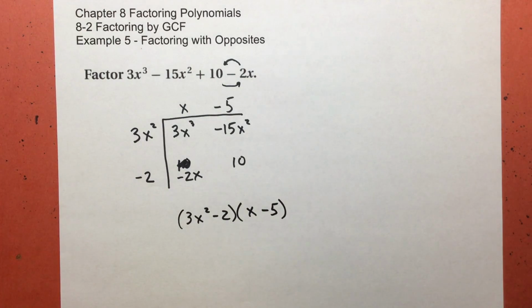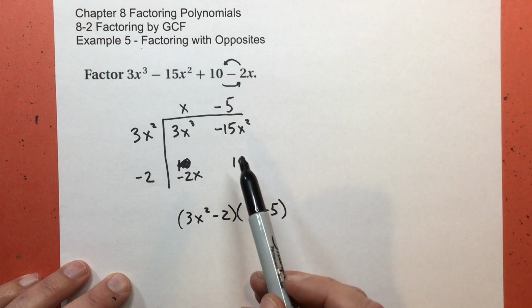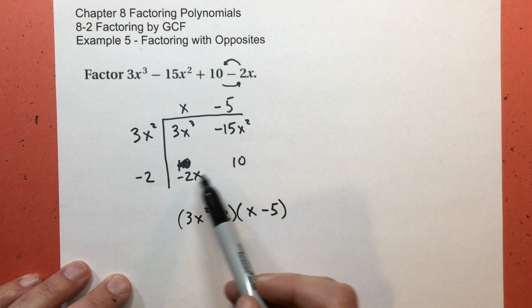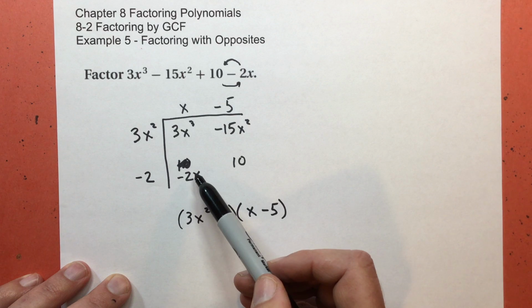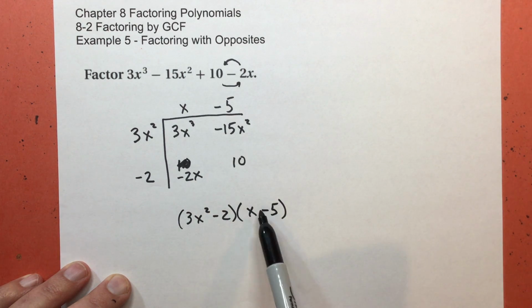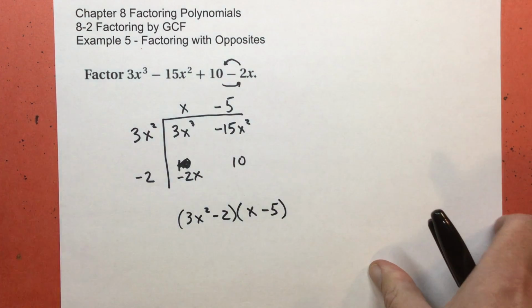So again, one more time, what I'm going to notice is that if the last part is positive, but these two middle parts are negative, that means I'm going to have subtraction in both my terms, or both my binomials.